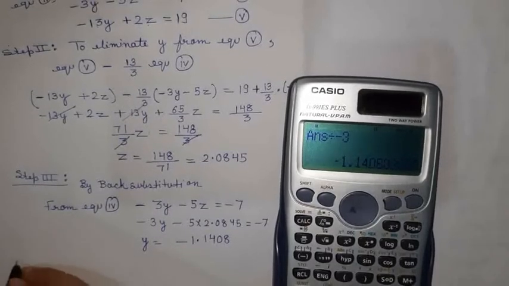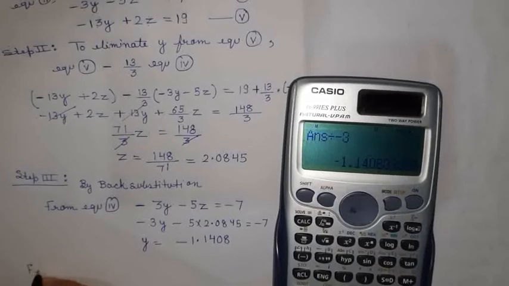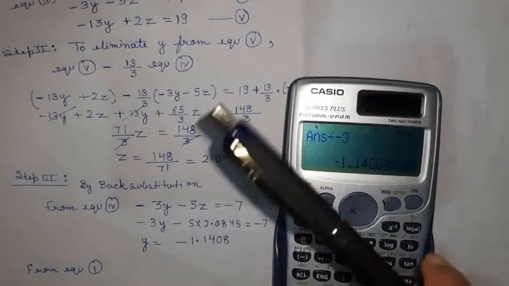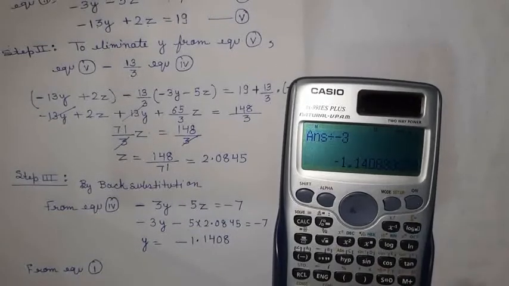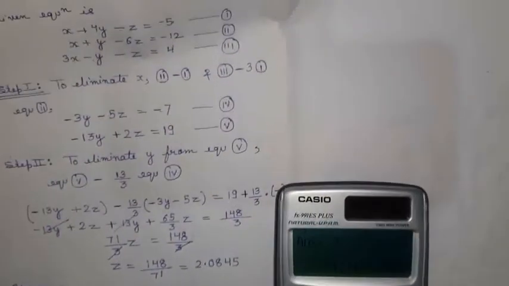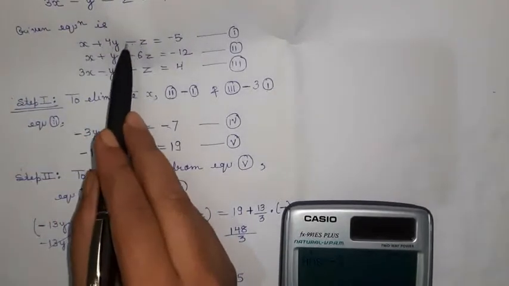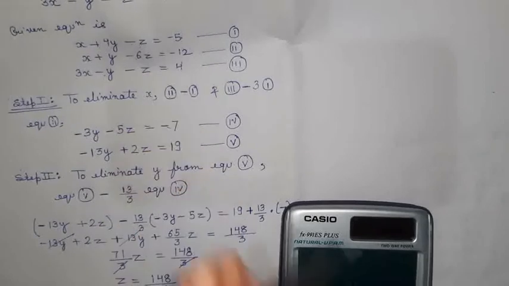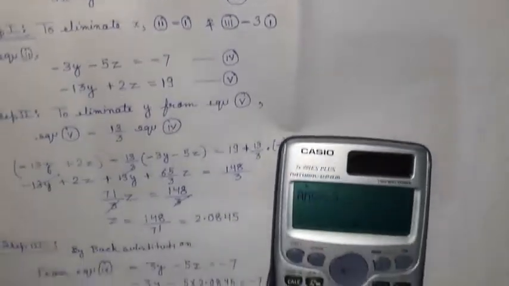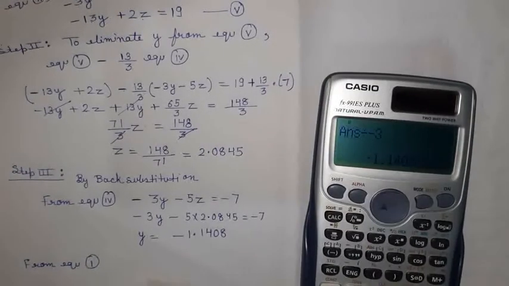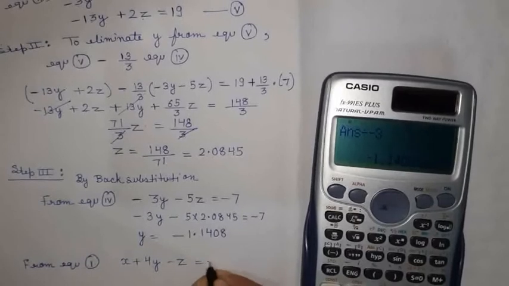Now we will get x with the help of equation 1. With the help of equation 1 we will find the value of x. See, what is our equation 1? Our equation 1 is x plus 4y minus z equal to minus 5. So we will substitute in this equation. We will write this equation to get the value of x: x plus 4y minus z equal to minus 5.